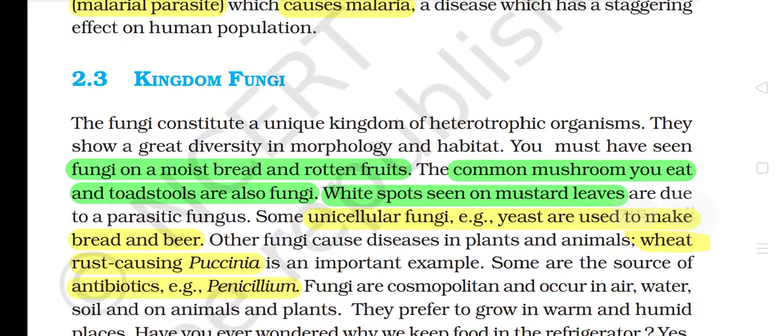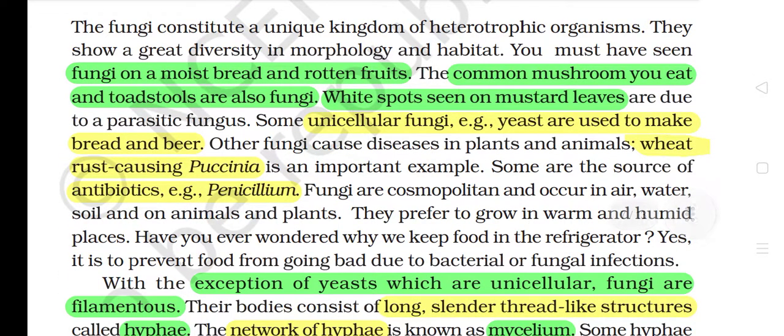2.3 Kingdom Fungi. The fungi constitute a unique kingdom of heterotrophic organisms. They show a great diversity in morphology and habitat. You must have seen fungi on moist bread and rotten fruits. The common mushroom you eat and toadstools are also fungi. White spots seen on mustard leaves are due to a parasitic fungus. Some unicellular fungi, for example yeast, are used to make bread and beer. Other fungi cause diseases in plants and animals.